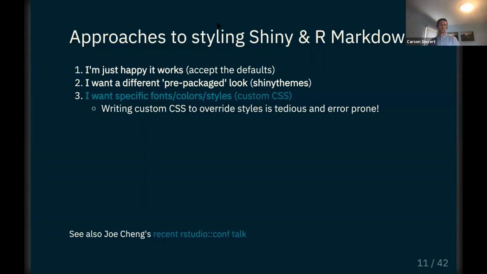All right, so with shinythemes, we can pick from maybe a dozen or so prepackaged looks, but in a lot of cases, people are going to want to provide specific fonts, colors, and styles. And up until this point, really the main way that people would do this is by writing custom CSS to override the default styles that come with Bootstrap CSS, which is what determines those default styles that you get with Shiny.